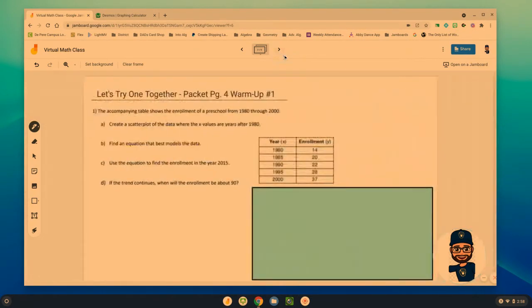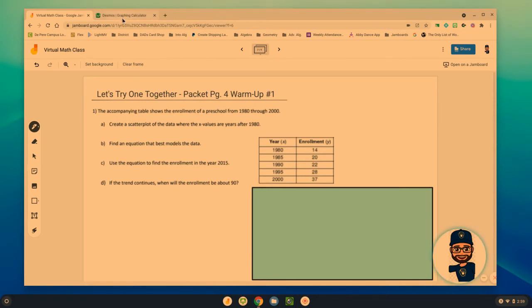So here's an example. I am working out of your packet, page 4 of that new packet, warm-up number 1. This table shows the enrollment of a preschool from 1980 through 2000. And it tells us to use the year as X and the enrollment as Y. So we've got 1980 was 14, 1985 had 20, and then in 1990 the preschool had 22, and then in 1995 the preschool had 28, and then in 2000 the preschool had 37.